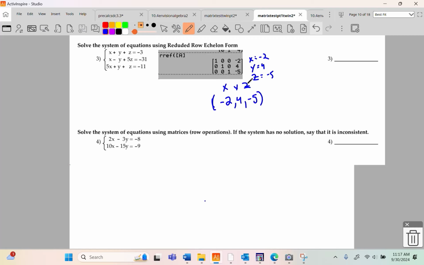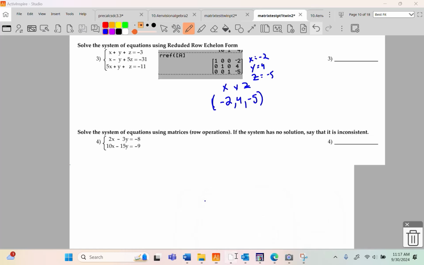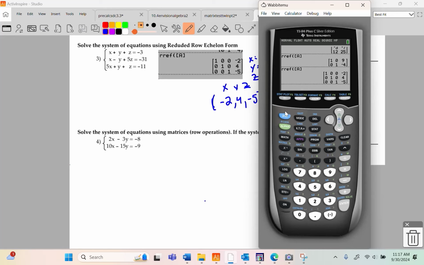All right, number 4, solve the system using matrices. If the system has no solution, say it is inconsistent. I have no idea if this one is or not. I'm pretty sure it is. Glancing at it, I see a multiple going on here, so it's probably inconsistent. But say I'm one of those kids who just doesn't understand that, but I can push buttons. Then we can look for patterns, and I can work with you.